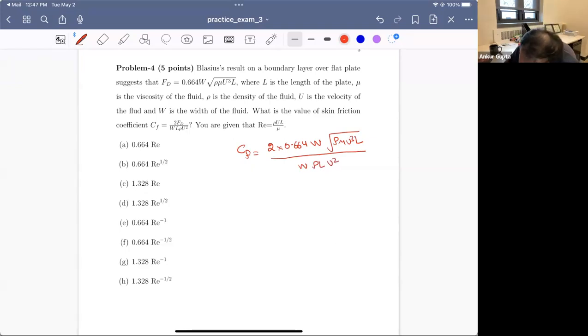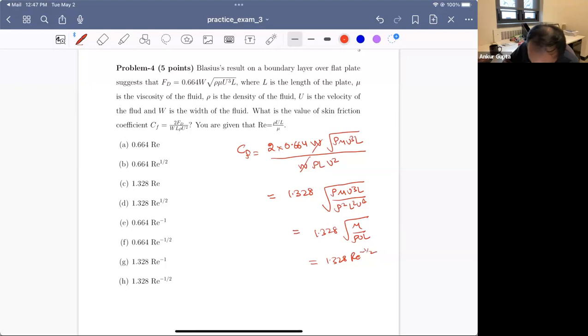And so this cancels out. Interestingly, nothing else cancels out directly. So basically you say 1.328, you take everything in the square root, rho L square U4. Yeah, this is pretty simple. You just get mu by rho UL. This is 1.328 into Re to the power of minus half.